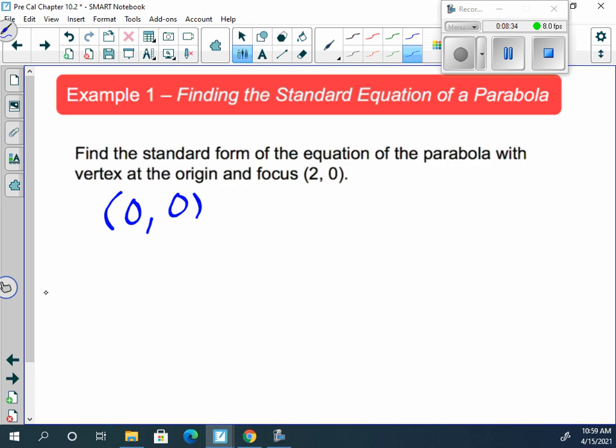So when I change from the vertex to the focus, I'm either moving it up or down or left and right. Yes? So which direction did it move? It moved to the left, to the right. It's moving in the x, because the x values change from the vertex to the focus. So when we look at our equations, one of them has a vertex of h, k and a focus of h comma k plus p. The other one has a vertex of h, k and a focus of h plus p comma k. So which one do we want to use?